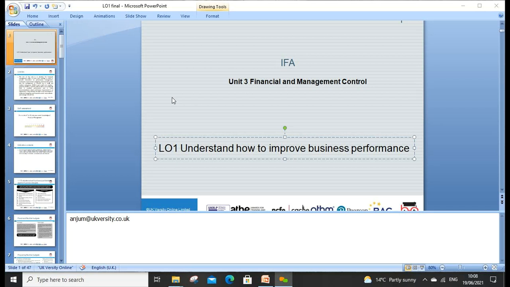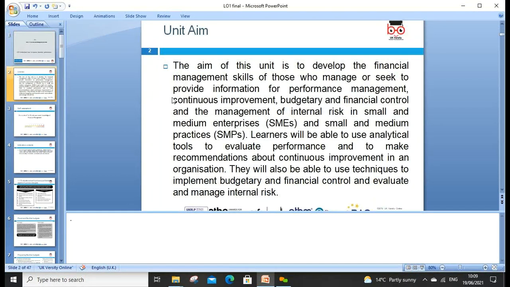Before starting this unit, first of all, we'll look at the aim of this unit, and why we really want to learn about it. The aim of this unit is to develop financial management skills. So you have to think about management and financial management. Financial accounting is external, financial management is internal. And management is a process of designing an environment to achieve pre-selected objectives.